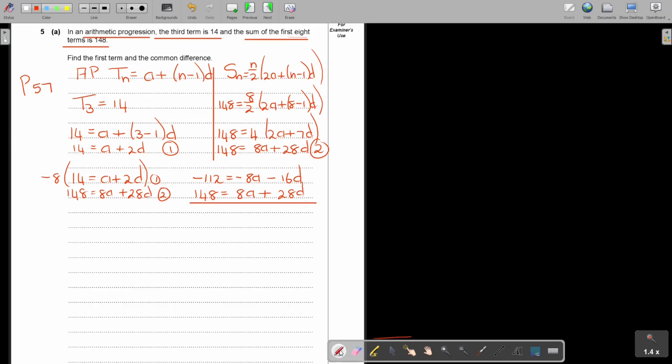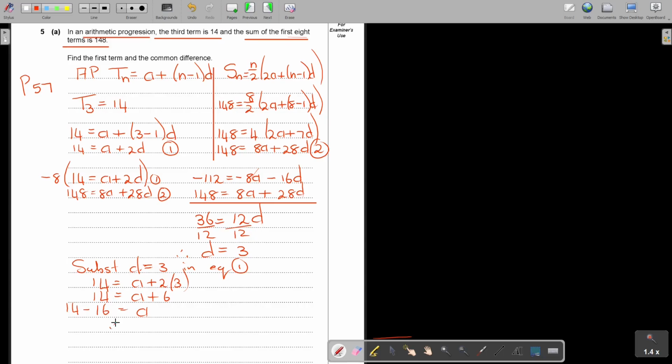So if I add, I'm going to get 36, and the a terms cancel, and then it's 12d. Then I divide by 12 on both sides, and I get my first value: d is equal to 3. And now from there, it's very easy. I just use the first formula. I'm just going to substitute d equal to 3 in equation 1. So 14 equals a plus 2 times 3. If I simplify this, it's a plus 6. So a is going to be 14 minus 6, and the value of a is going to be 8. And that's that.